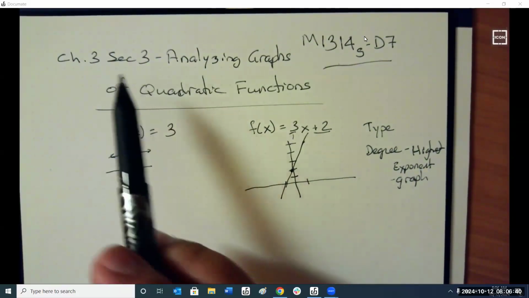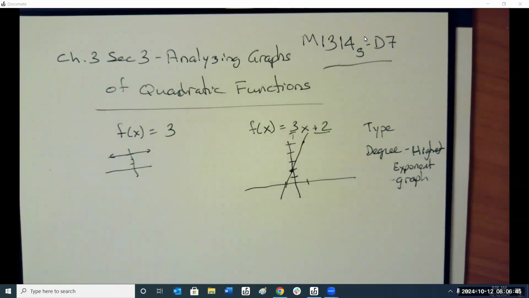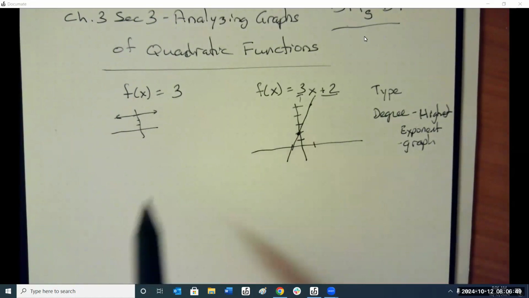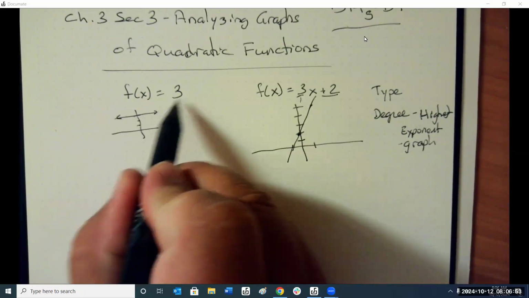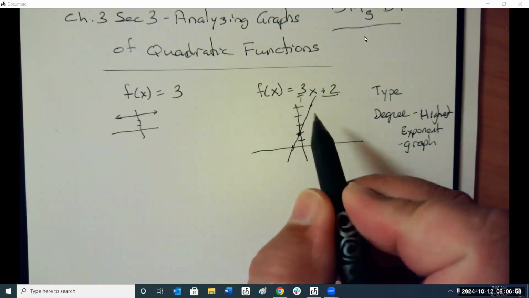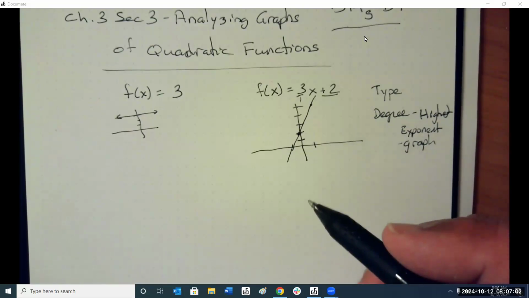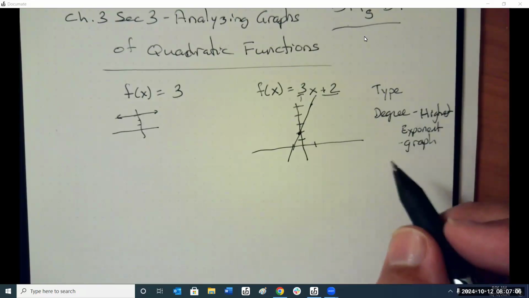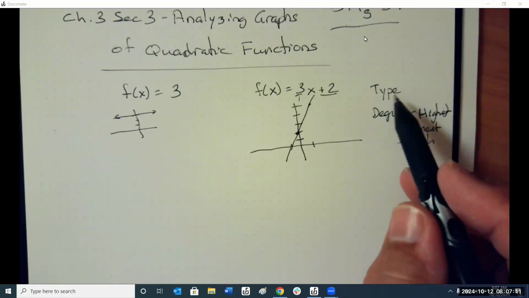All right, today we're going to start Chapter 3, Section 3, Analyzing Graphs of Quadratic Functions. Up until now, as I said, we discussed the first two types. We have constant functions, which is a horizontal line through whatever value it goes. And then we talk about linear functions that are lines, whether it's increasing or decreasing. It all depends on a certain part of that function. Just by looking at it, we can tell what type it is.